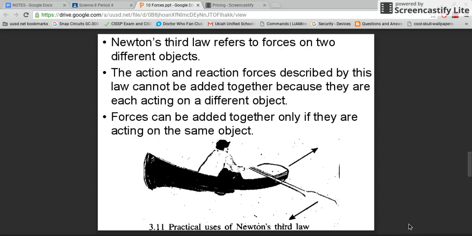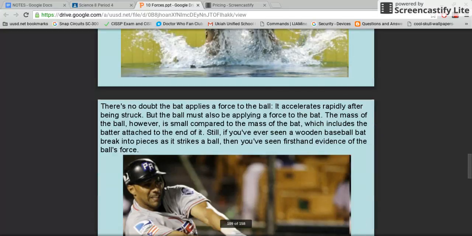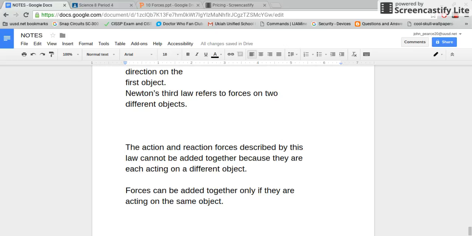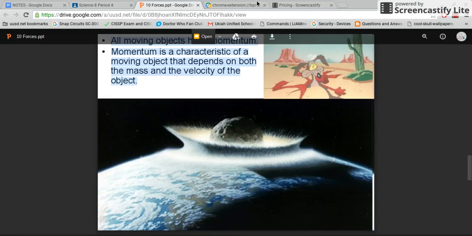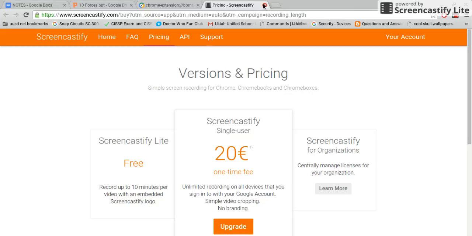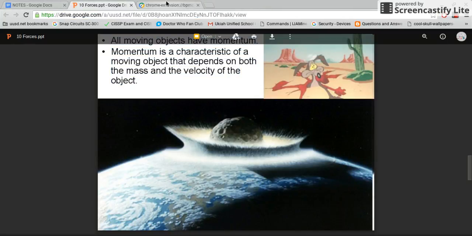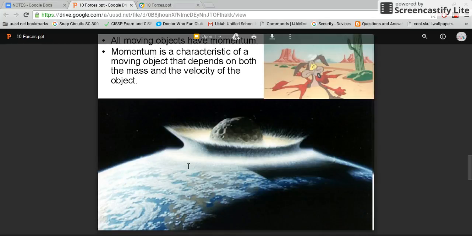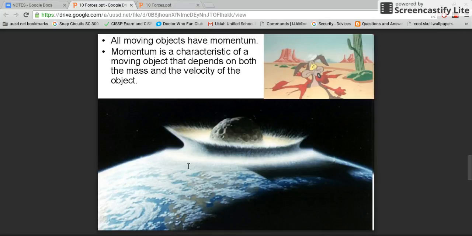Okay. All moving objects have momentum. Momentum is a characteristic of a moving object that depends on both mass and the velocity of the object. So what on earth does that mean? Anyone? Okay, I'll read the second bullet. Momentum is a characteristic of a moving object that depends on both mass and the velocity of the object.